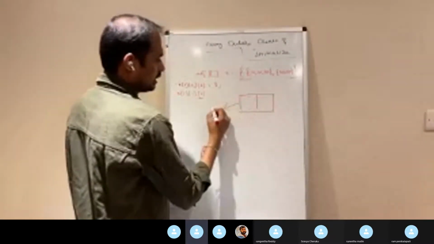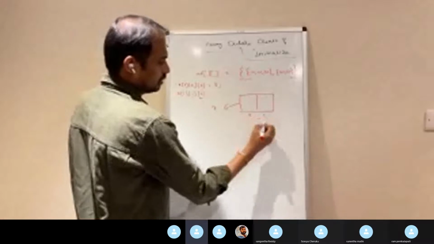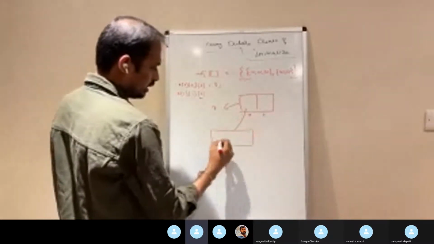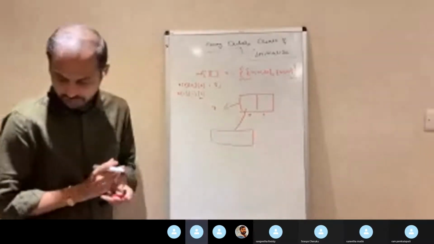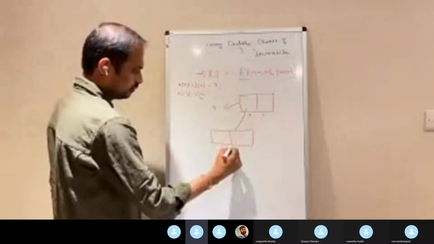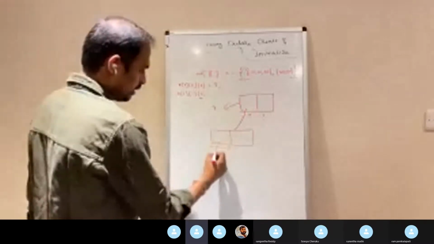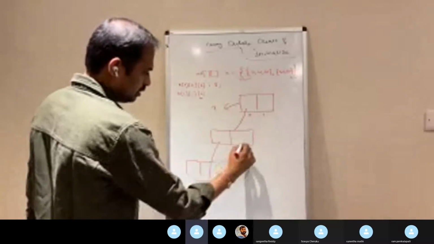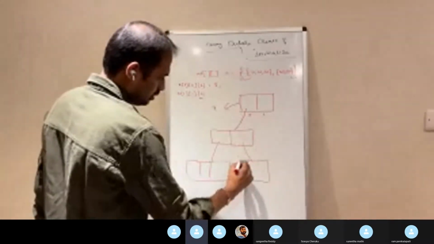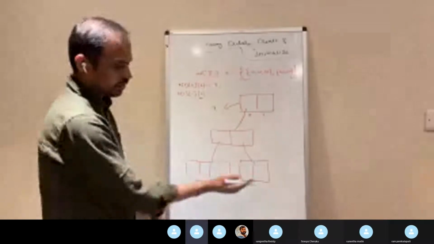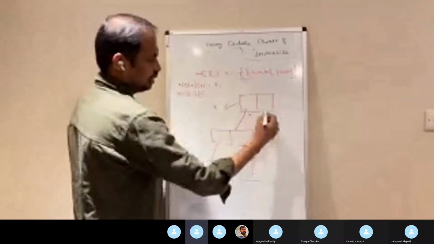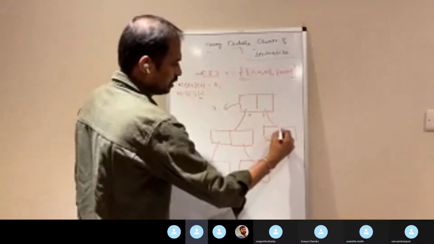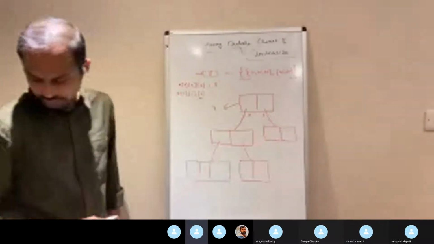This is array of x, 0, 1. For this one again, we have the index, suppose 2. Can you see the board? Yes, sir, until here we can see. Okay, so I have it like this.